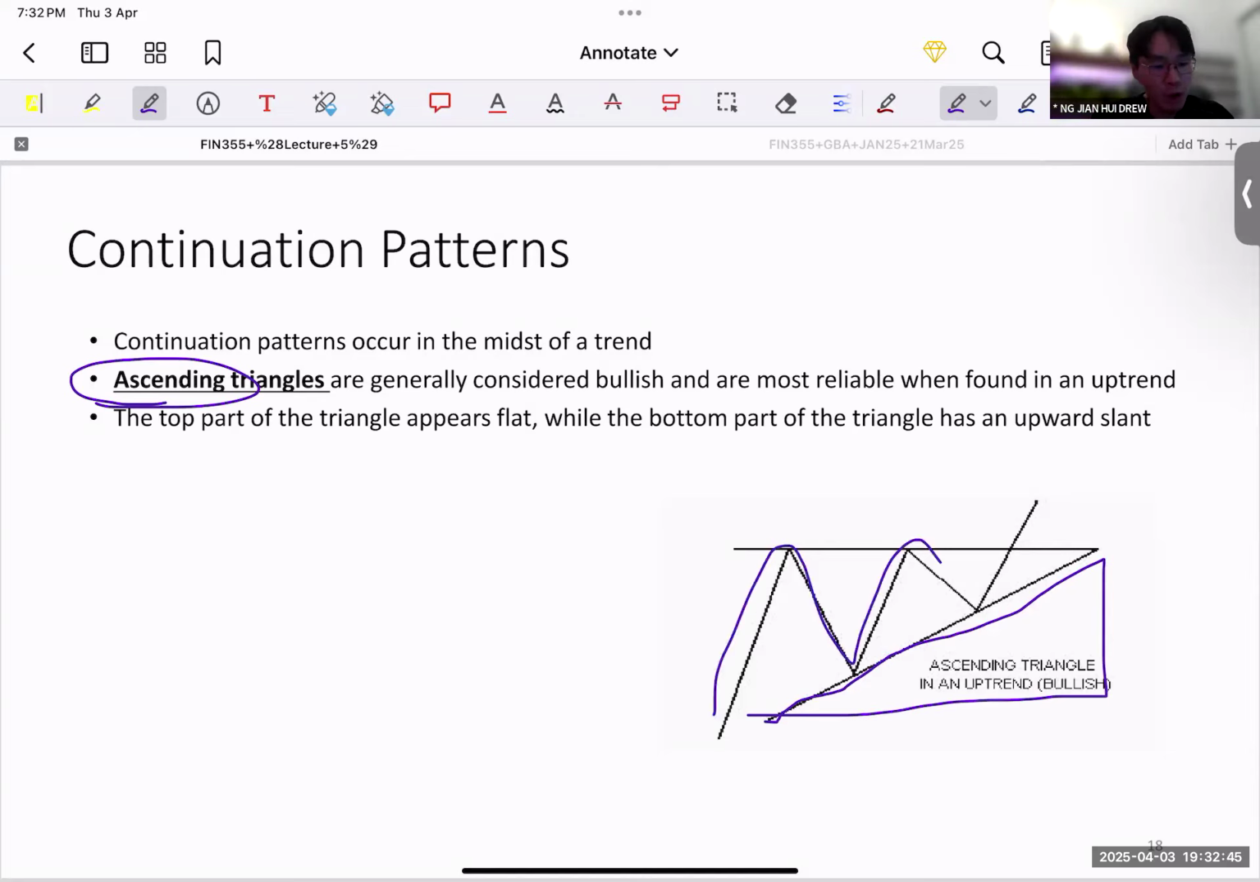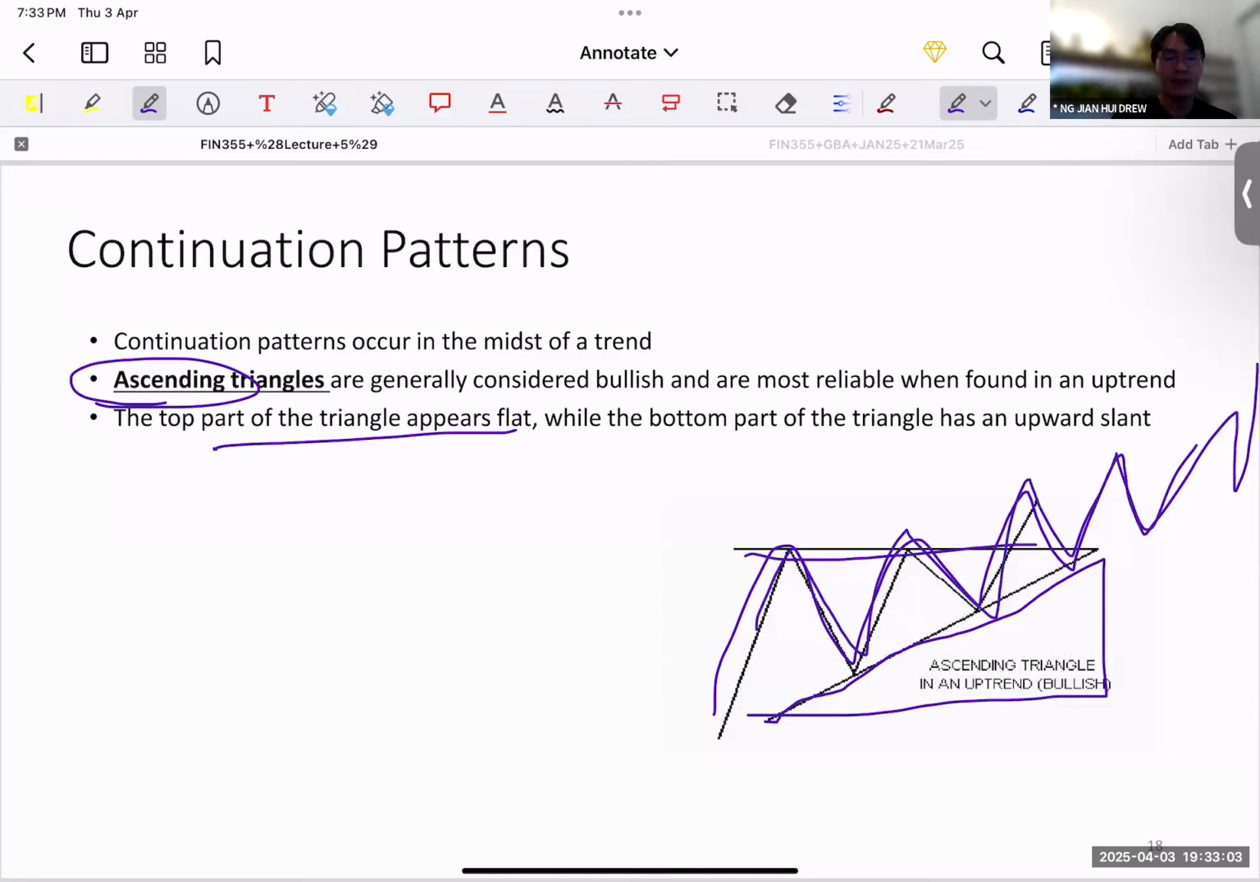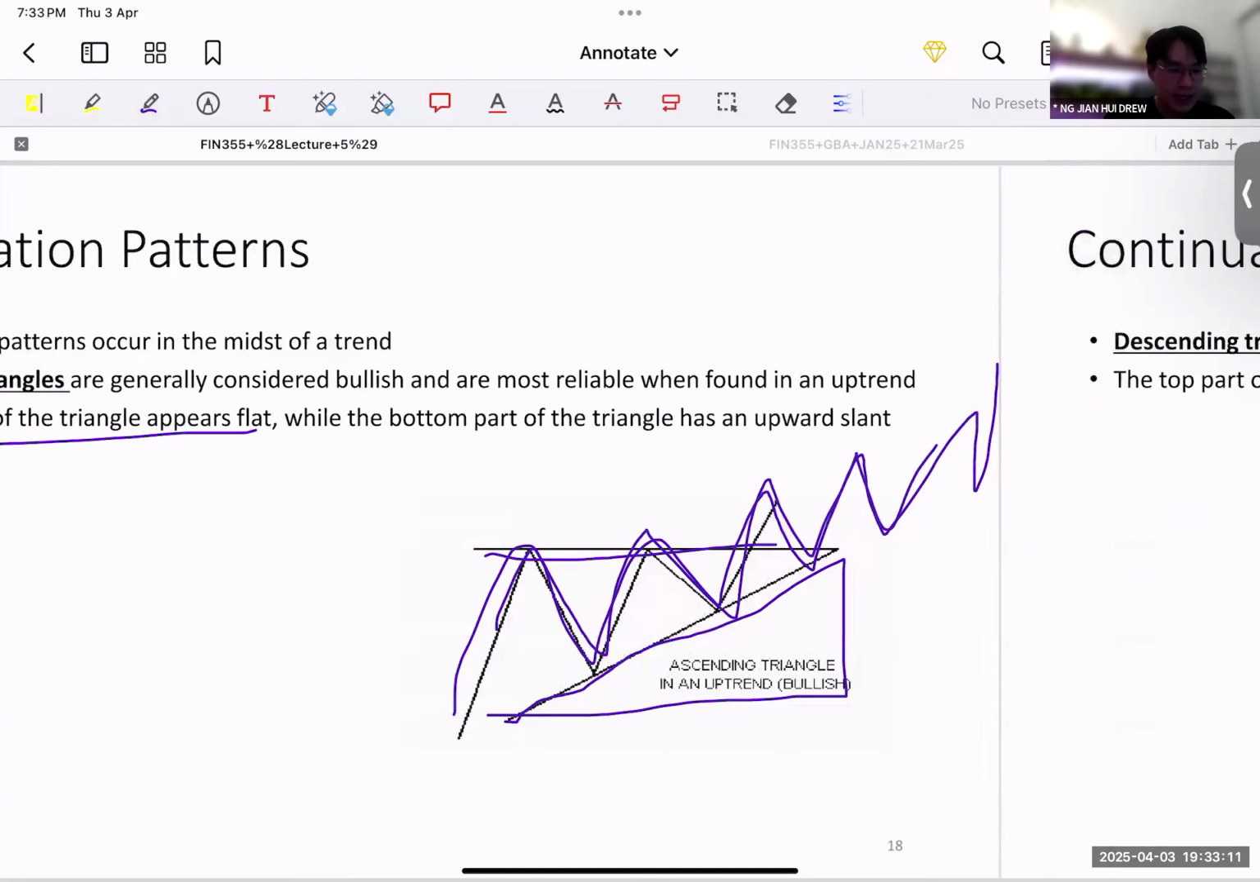The stock price keeps on going upwards based on this ascending triangle, with the top of the triangle appearing flat. So yes, it might appear flat like this, but in reality, your price is actually going up. That's why it's ascending upwards. So an ascending triangle, because it's bullish, is very good.